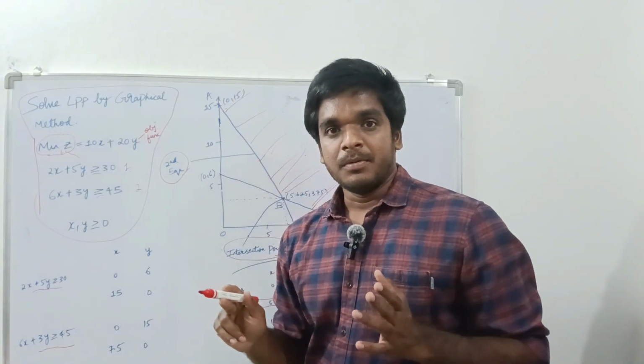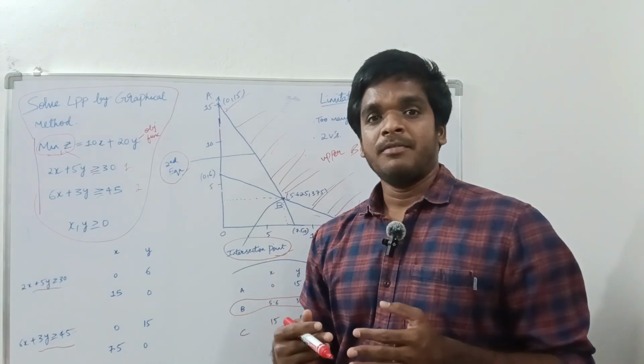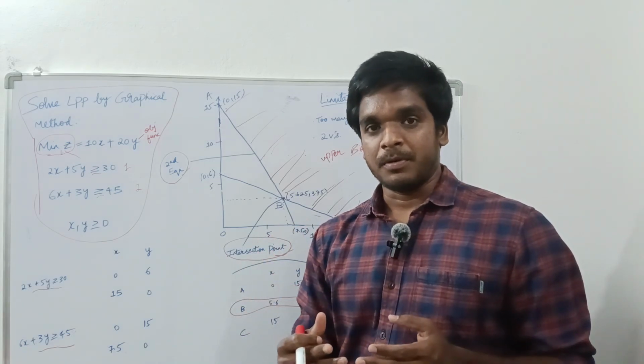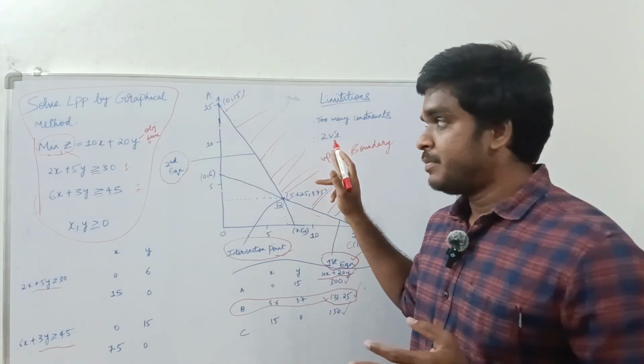Second limitation is two variables. Graphical method is applicable to only two variables. When you have a third variable, you have another method in linear programming problem. These are the two limitations of graphical method.